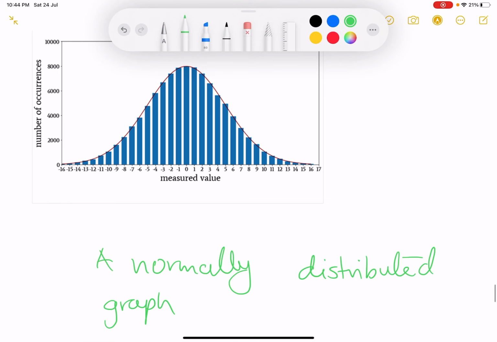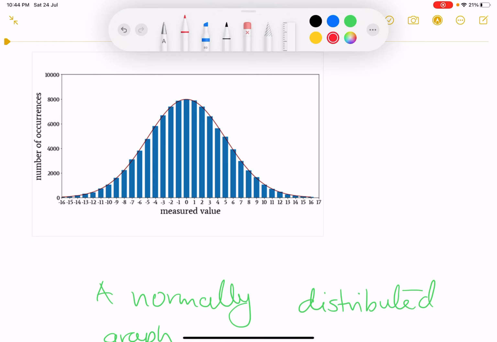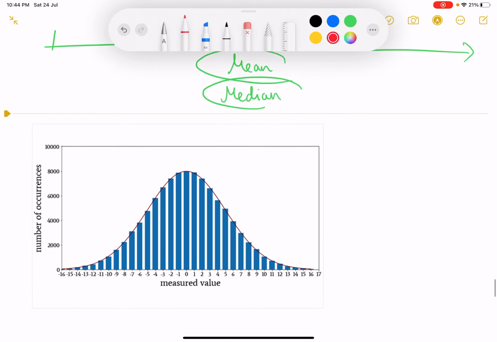Okay, and this is the normally distributed curve. It shows that a normally distributed curve is made of many tiny bars that are really close to each other, and then the curve is really smooth.